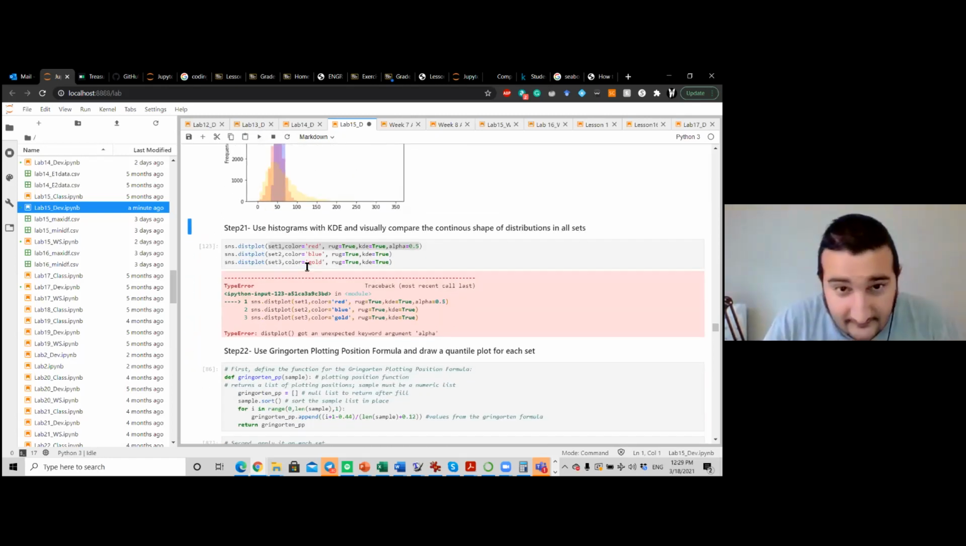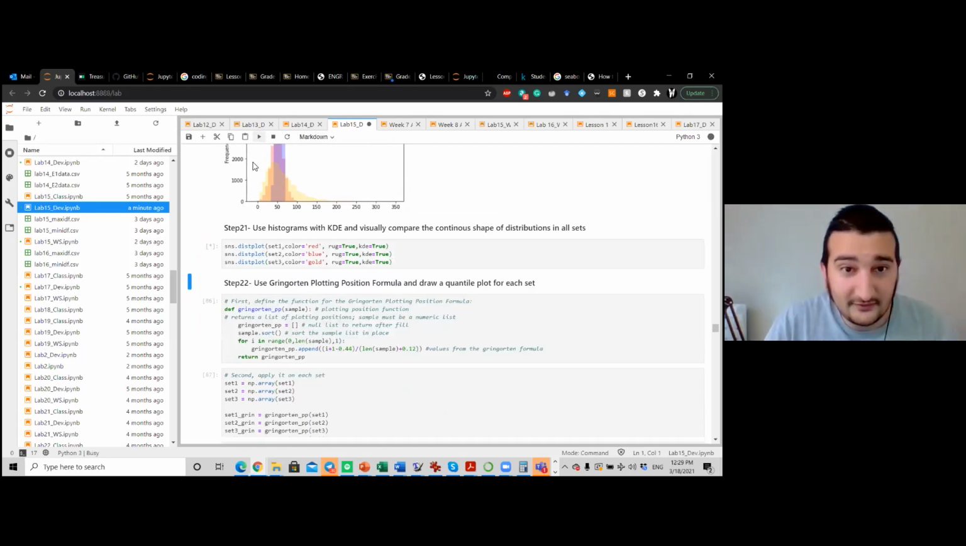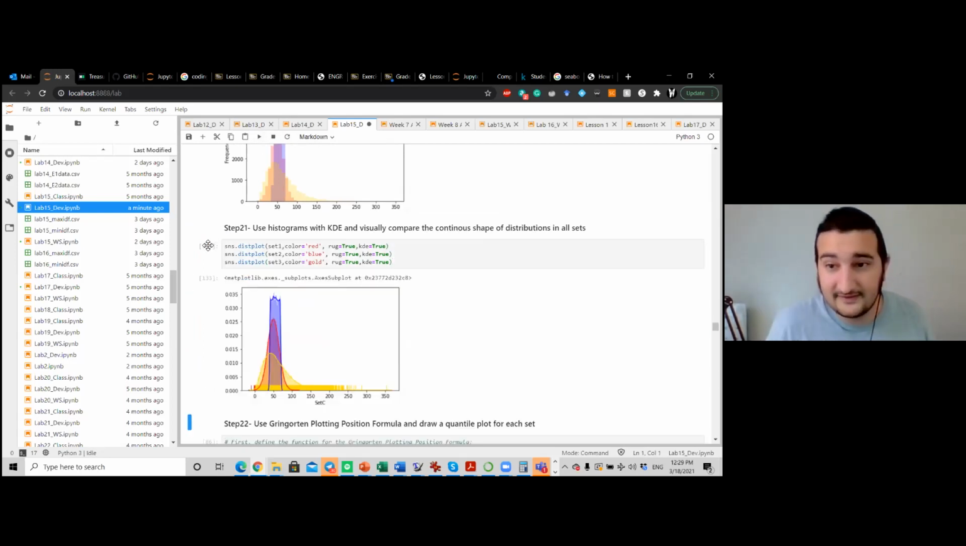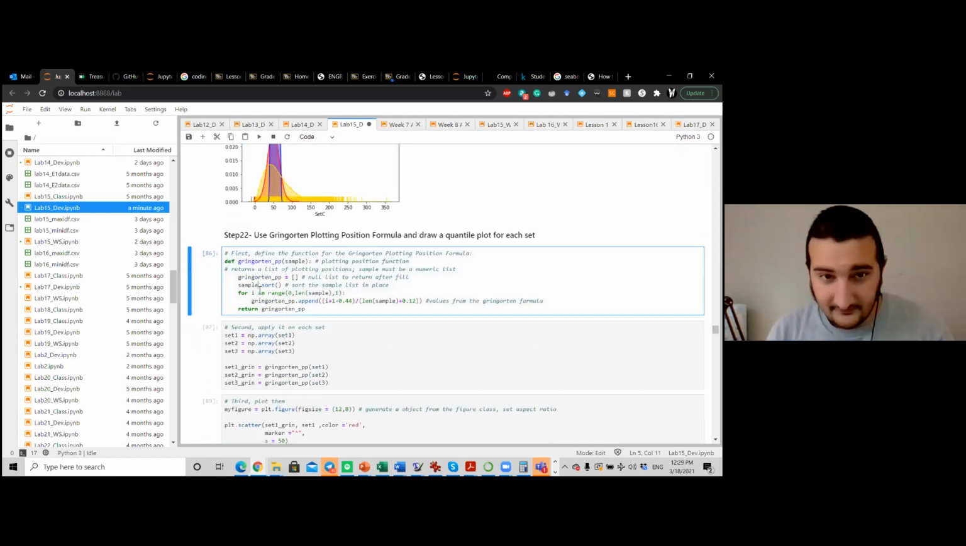But I kind of like Seaborn a lot. So that's another tool that you can use. And I think it gives you better colors, better plots, but that's really a matter of your opinion. So let me have a look at the time. Okay, we're still good. Okay, again, we are going to use the Green-Gorton plotting position formula and draw a quantile plot for each set. Do you remember Green-Gorton plotting position formula?